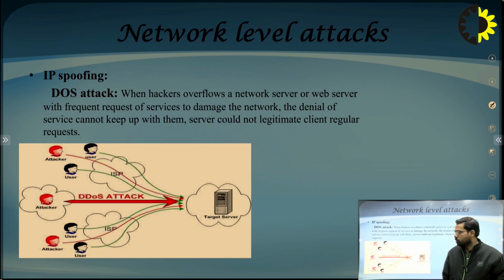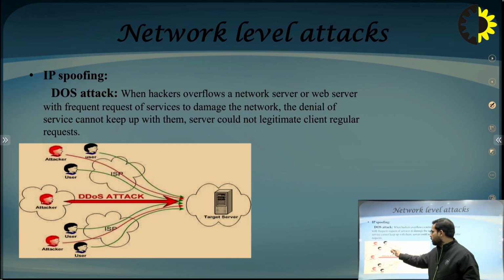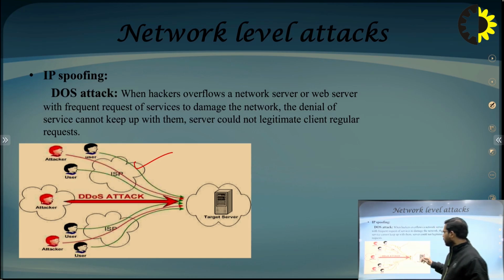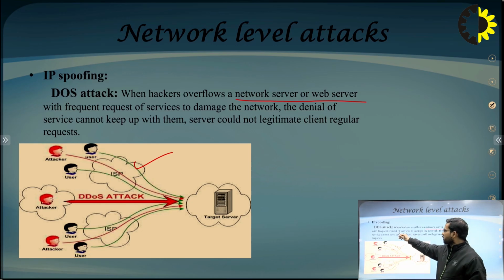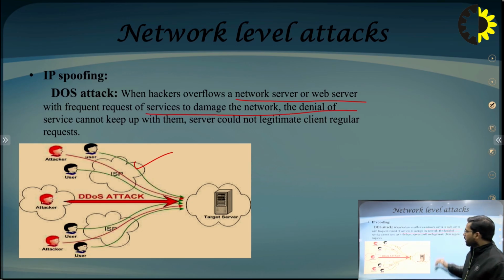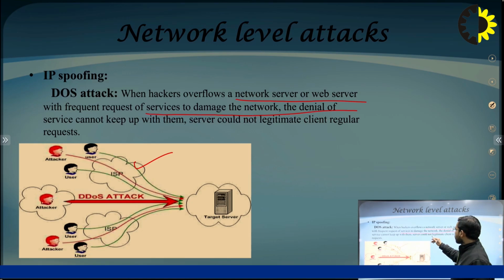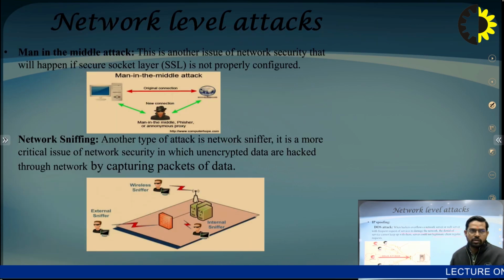IP spoofing, that is internet protocol spoofing. The attacker uses the internet service provider. DDoS attack: these are the target services, and these are the attacker users. In a DoS attack, hackers flood network services or web services with frequent requests to damage the network. The denial of service means the server cannot keep up and cannot serve legitimate regular requests.